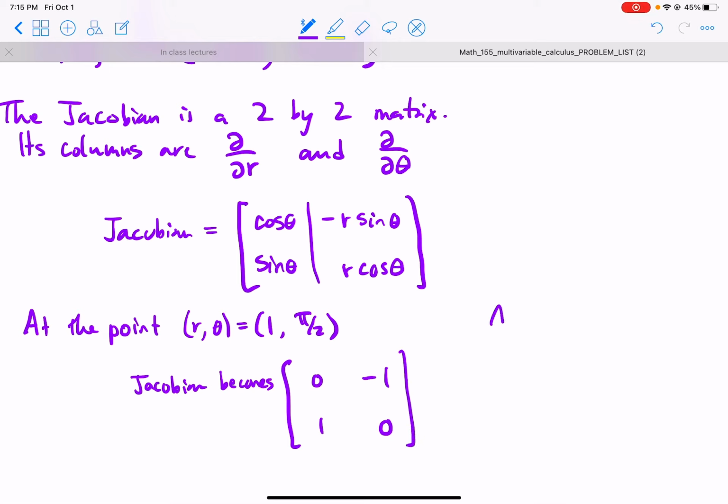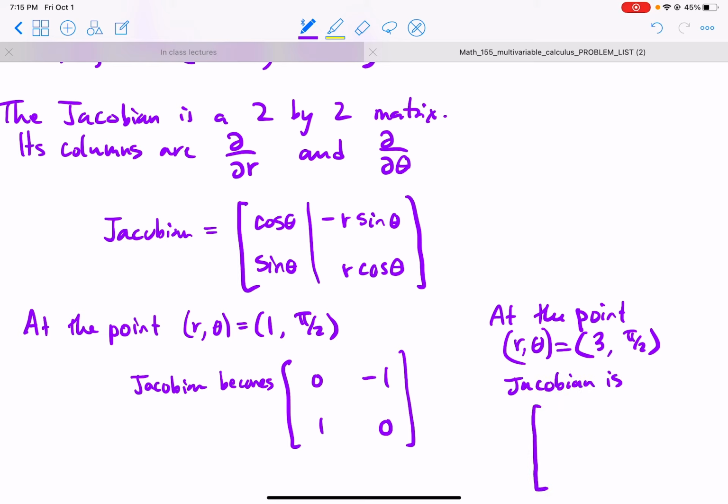Okay? At the point r theta equals 3 comma pi over 2, the Jacobian is, so now I plug in, luckily the pi over 2 is the same, so the only thing that changes is these r's become 3's. So I just get a minus 3. And notice this 1 stayed a 1. There wasn't an r here, so this didn't change.